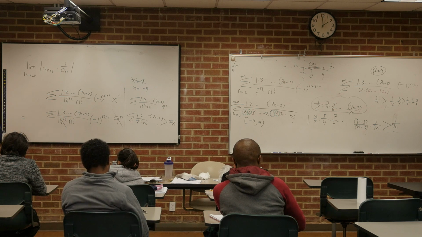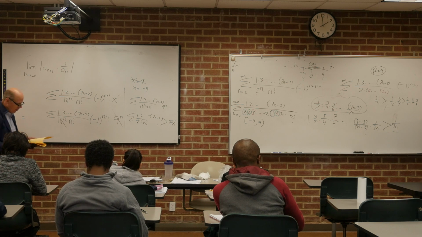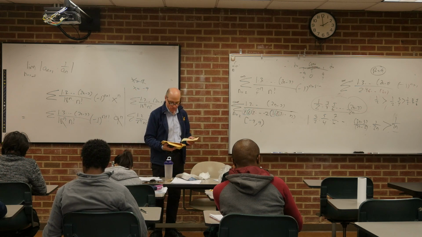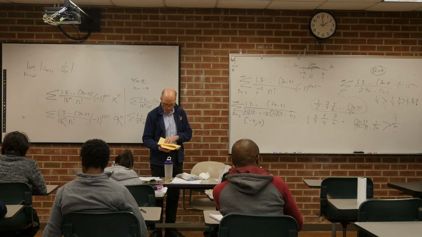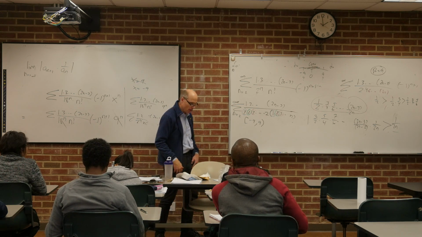Let's take 10 minutes. And then we're going to come back, we're going to finish the Taylor and Maclaurin stuff. We're going to talk about the error. And then we're going to look at parametric and polar equations. I will see you in 10 minutes.